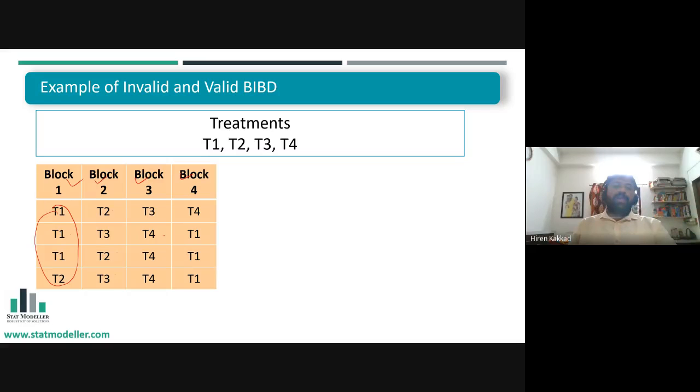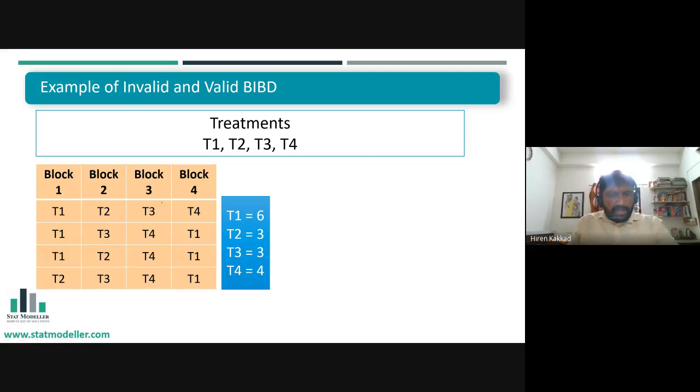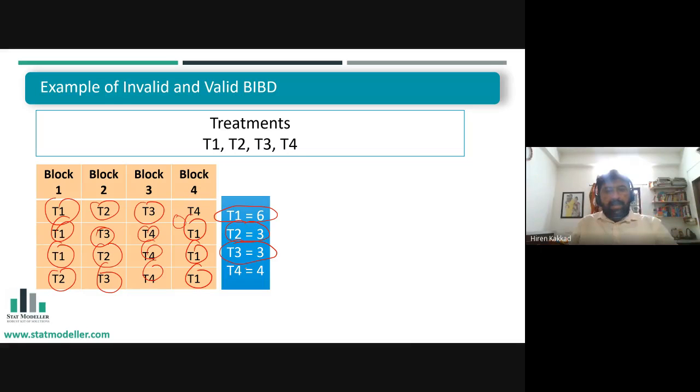Now if you calculate how many times T1 is repeating, let me show you some calculation. Here it is 1, 2, 3, 4, 5, and 6, so it is repeating 6 times. Treatment 2, 1, 2, 3, so it is repeating only 3 times. T3, 1, 2, and 3, it is repeating only 3 times. And this is 4 times. So you can say it is imbalanced. There is no balance between these treatments, which is actually supposed to be there. So it is an invalid BIBD, you can say.